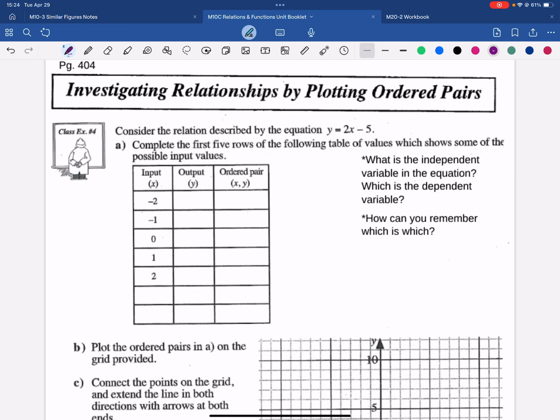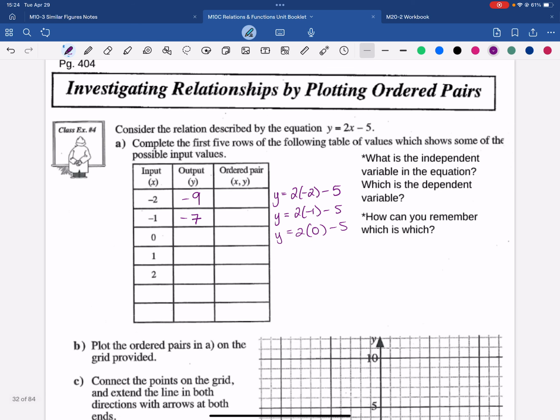So again, all we're going to do is come to our equation. We're going to replace our x value with our given input value to determine our output value. You don't necessarily always have to show it, but until you get comfortable with that, actually write it out. And again, remember, anything times 0 is 0, so just watch for that. Sometimes people will write that as 2.